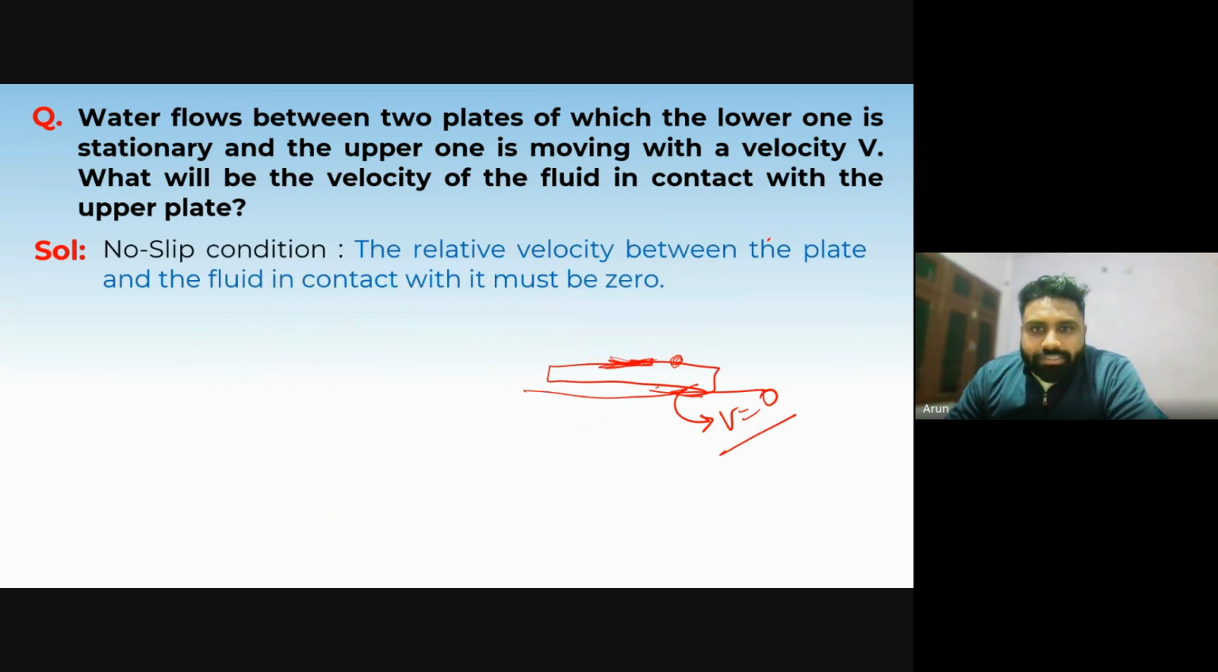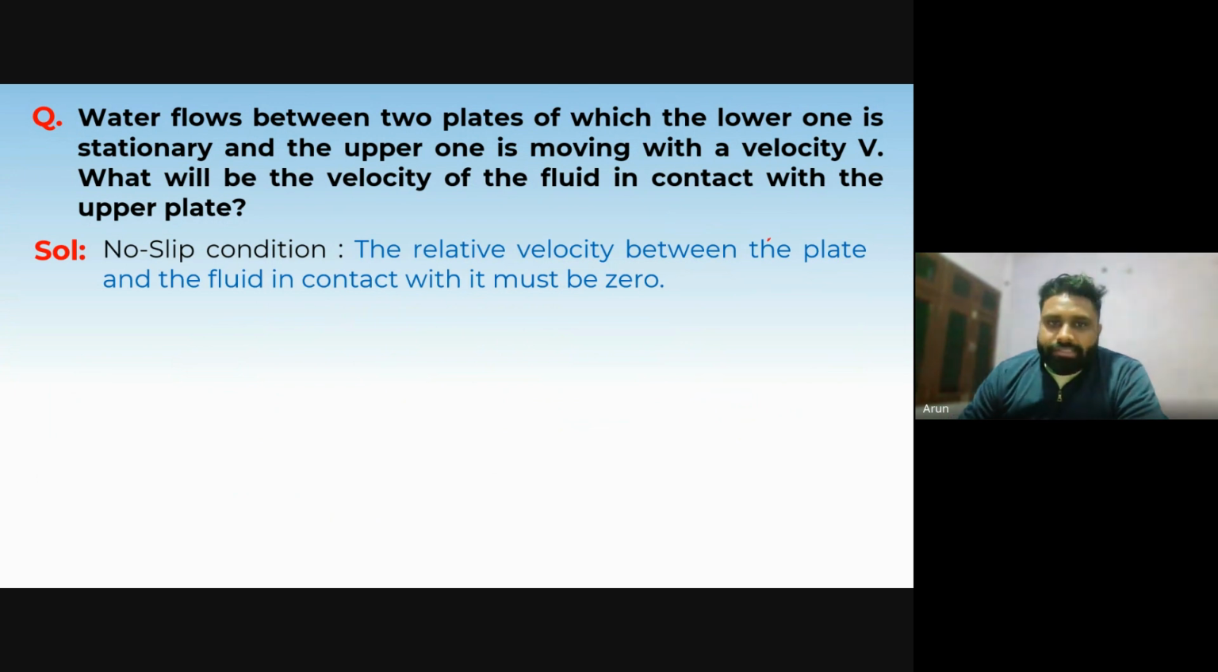So in this situation, we will discuss one term which is the no slip condition. The no slip condition says that the relative velocity between the plate and the fluid in contact with it must be 0. Got it? This means there is no slipping between the plate and the adjacent layer of fluid. And it is obvious, because fluid will lose all of its energy when it makes contact with the layer. So the velocity of the fluid in contact is 0 relative to the plate.